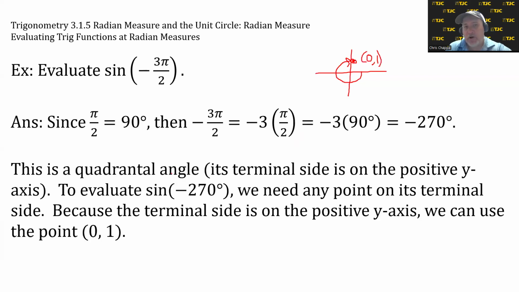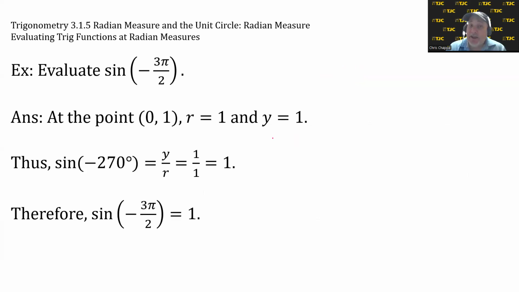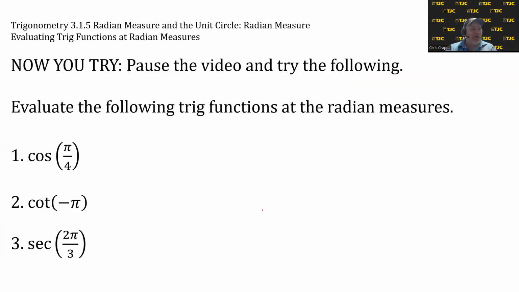At the point 0, 1, r is equal to 1. Remember, r is the distance from the origin, so it's 1, and y is equal to 1. This means that sine of negative 270 degrees is y over r, which is 1 over 1, which is 1. Therefore, sine of negative 3 pi over 2 is also 1. It's all coming together. Now you try.